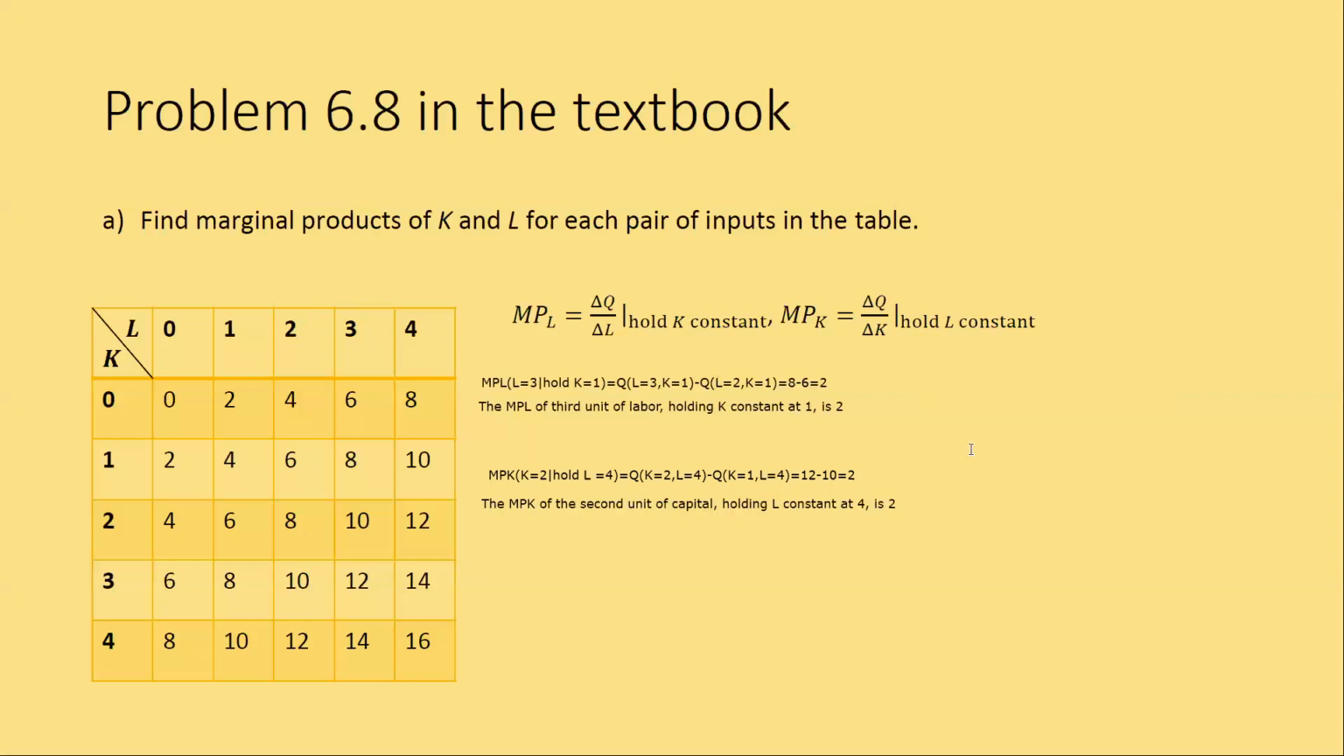And you can do this exercise for every single cell in the table. You will realize that all of those are 2 for the numbers that are given, and it's given purposefully, I think. But just to practice or to demonstrate how we can answer this question, this is the process that we go through to find the marginal products for each pair of the inputs in the table.